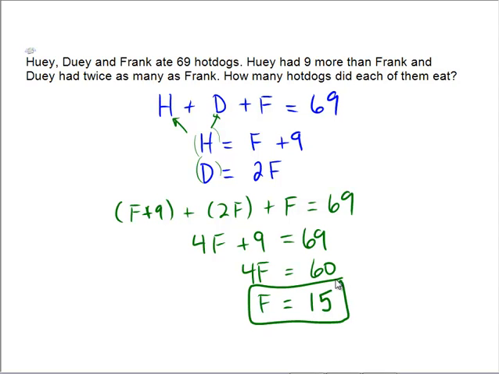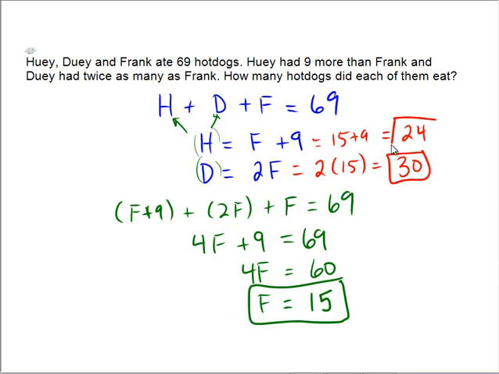15 hot dogs for Frank. Back substitute, and Dewey must have had 2 times 15 or 30 hot dogs, and Huey had f plus 9, 15 plus 9 means that he had 24 hot dogs. So we end up having 24 for Huey, 30 for Dewey, and 15 for Frank.